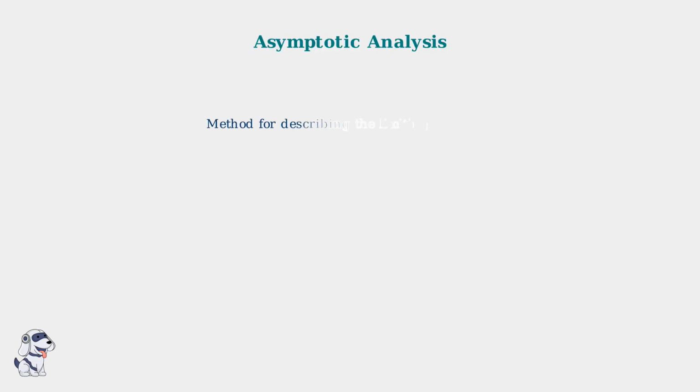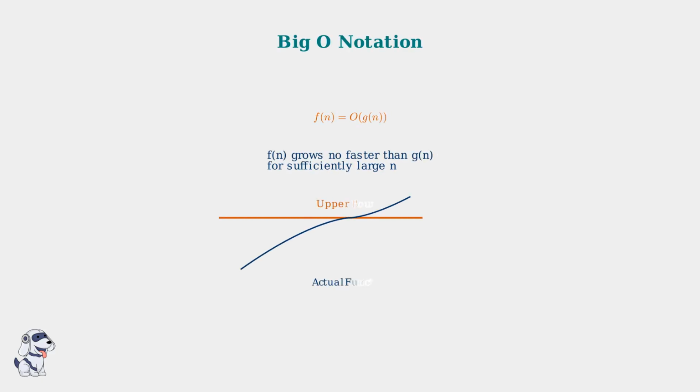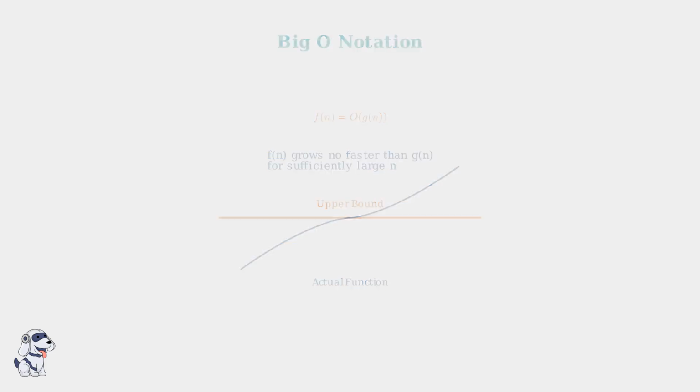Asymptotic analysis is a fundamental method in computer science for describing how algorithms behave as input sizes grow very large. It helps us understand the limiting behavior of functions, particularly algorithm runtime. Big O notation is the standard mathematical notation used to express the upper bound of an algorithm's growth rate. It describes the worst-case scenario, the maximum amount of time or space an algorithm will need.